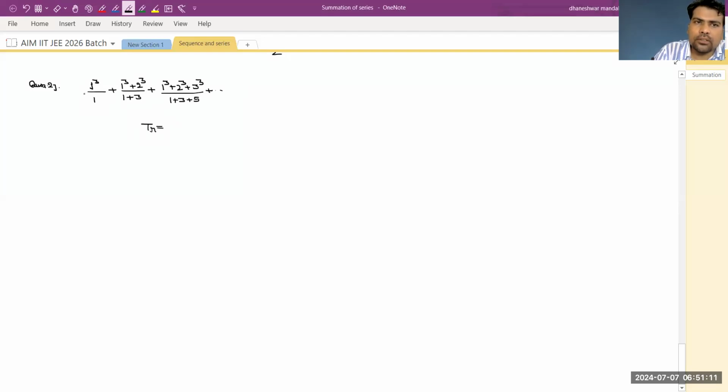See, in the first term, here we have 1 cube. In the second term, we have 2 terms, 1 cube and 2 cube. And in the third term, we have 3 terms, 1 cube, 2 cube, 3 cube. In the similar way, in the rth term, we have R terms: 1 cube, 2 cube, similarly R cube, and in the denominator, we have 1, 3, 5, the sum of odd numbers up to R terms.